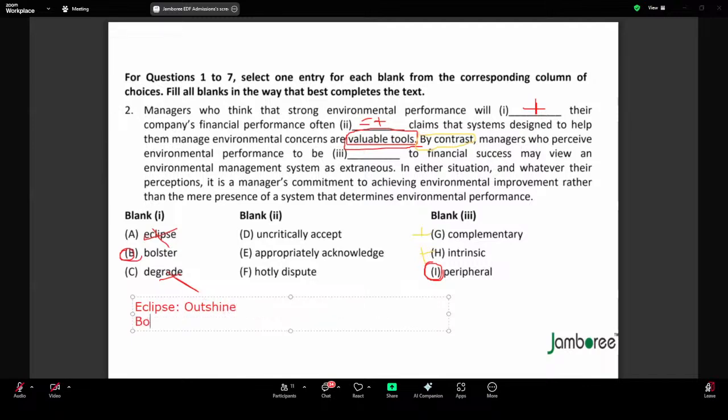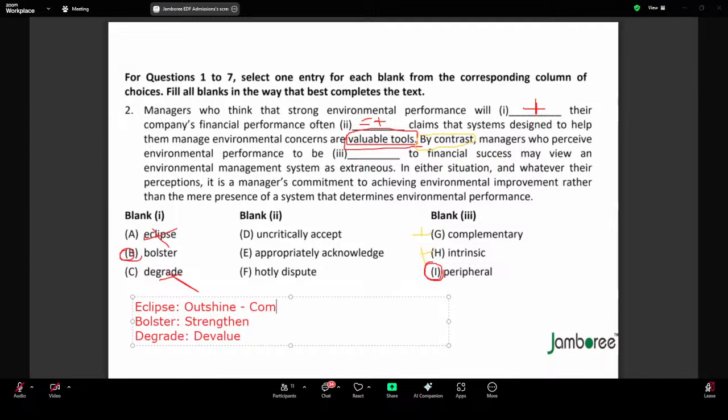Bolster is to strengthen. And degrade is something negative. What's the best word for it? Devalued. Yeah, degraded. Then uncritically accept, that means you don't question it. Hotly dispute, fine. Intrinsic is innate, something part of something, the very nature of something. Complementary, here they're saying something that supports.